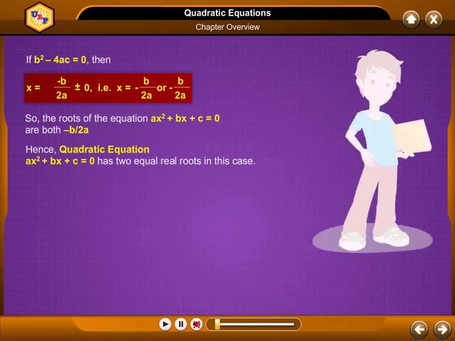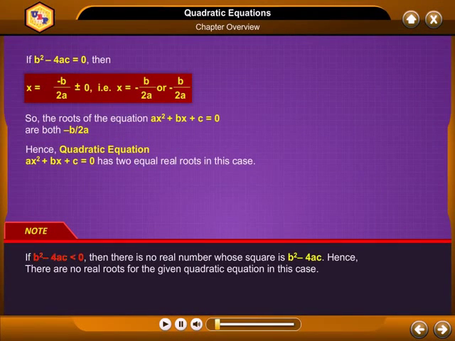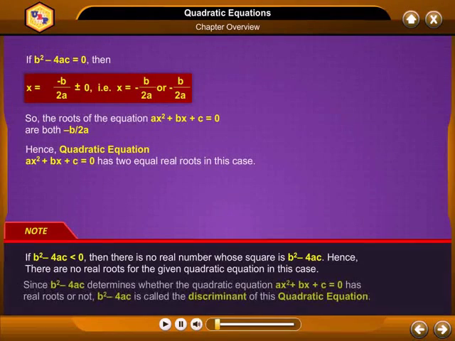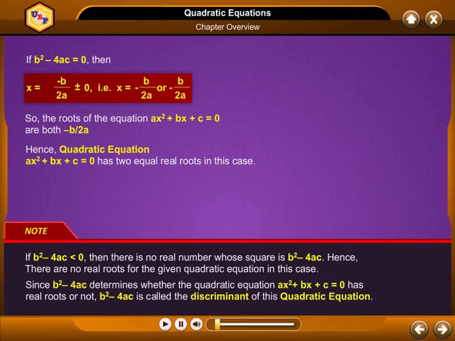Note, if b square minus 4ac is less than 0, then there is no real number whose square is b square minus 4ac. Hence, there are no real roots for the given quadratic equation in this case. Since b square minus 4ac determines whether the quadratic equation ax square plus bx plus c is equal to 0 has real roots or not, b square minus 4ac is called the discriminant of this quadratic equation.